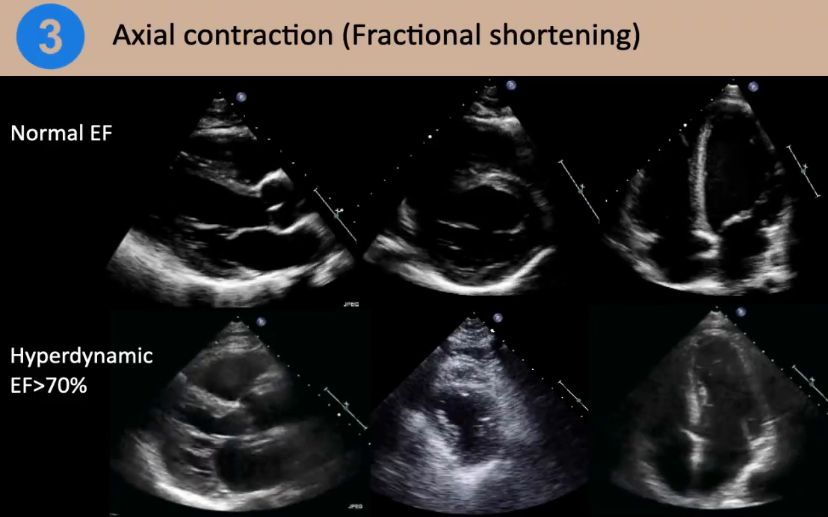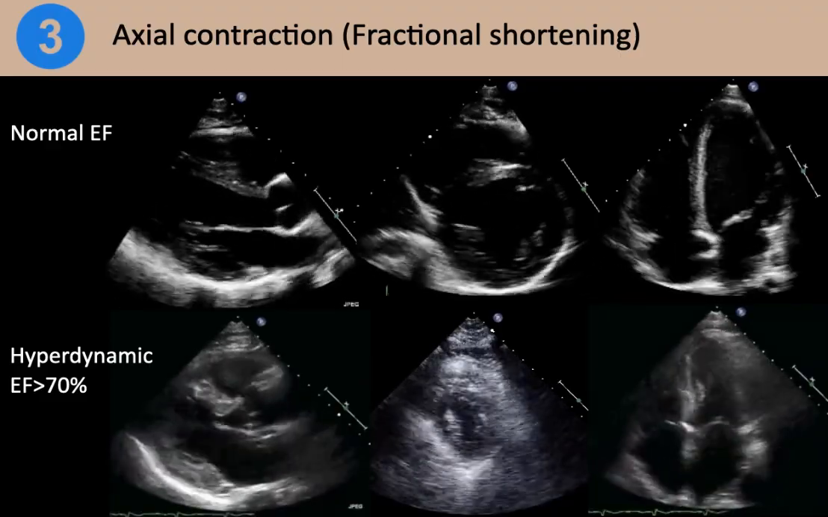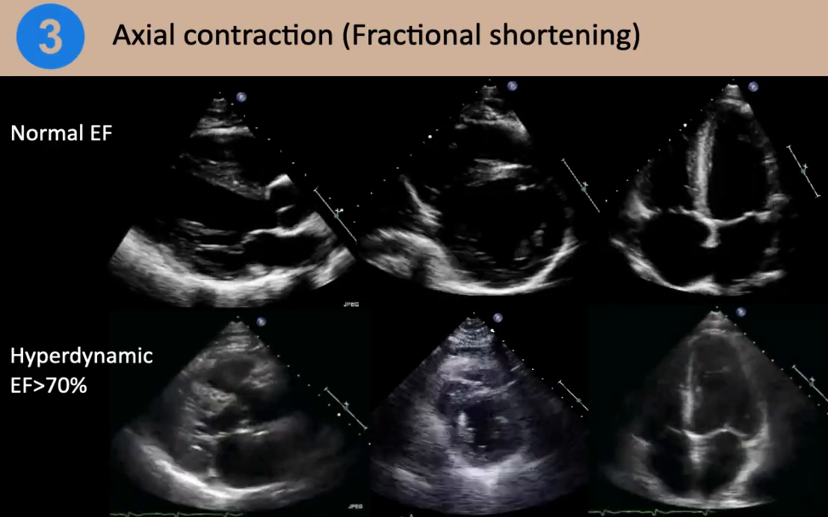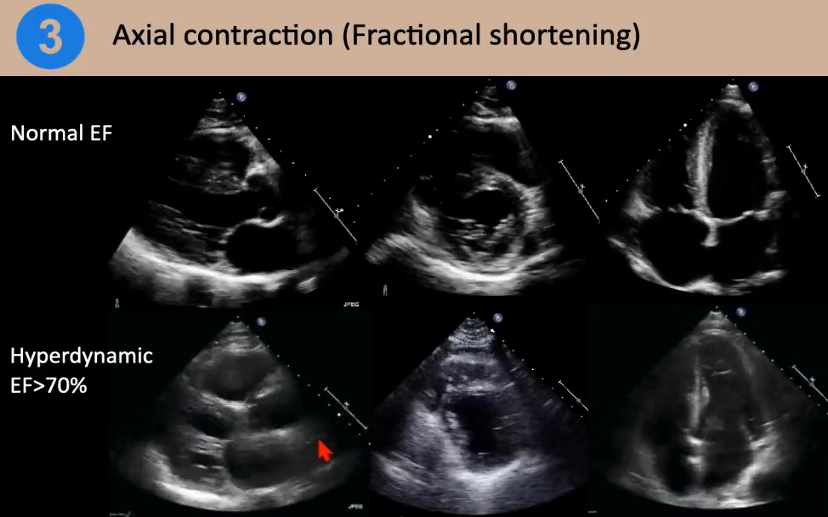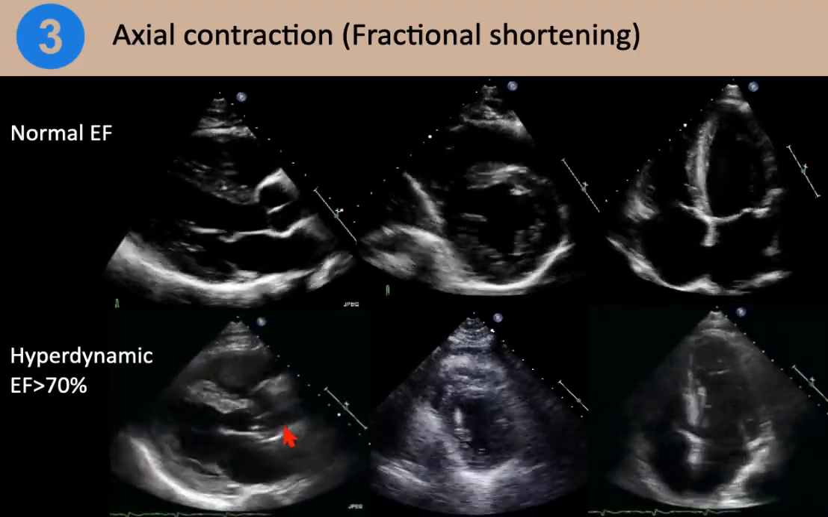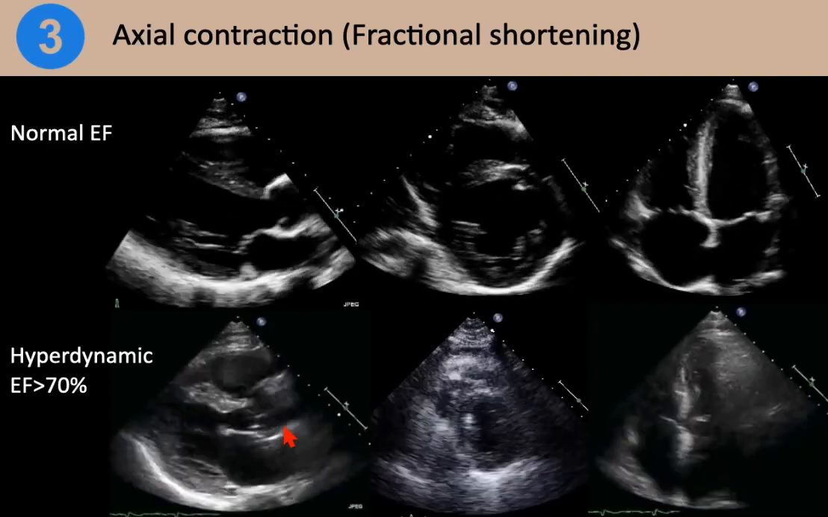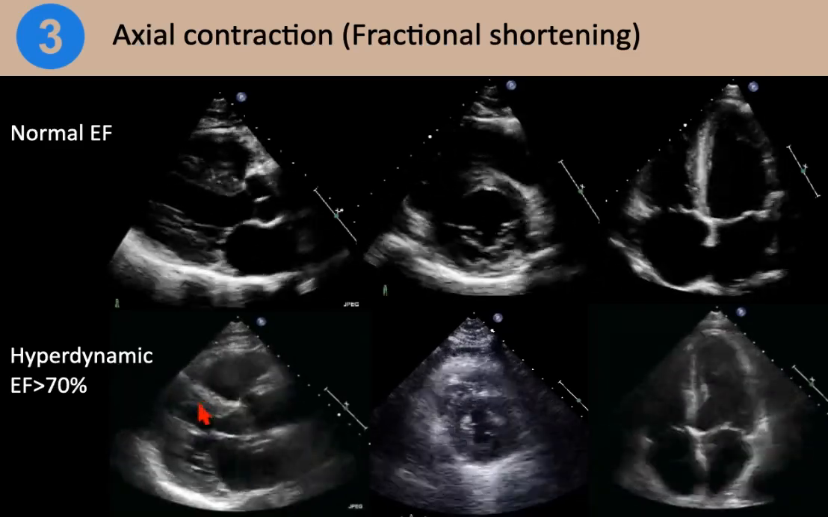Now let's compare the axial contraction between normal contractility and hyperdynamic contractility. You can see that in the hyperdynamic contractility, there is a lot more squeezing of the left ventricle. You could say that the change in LV diameter is more than 50%.